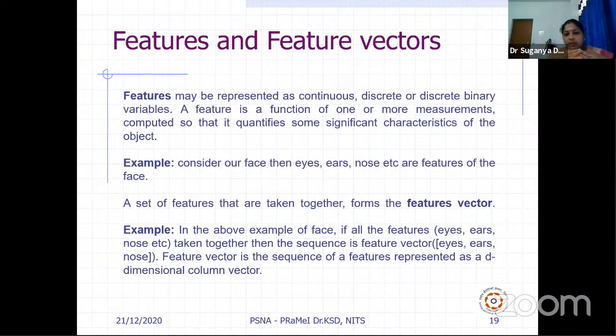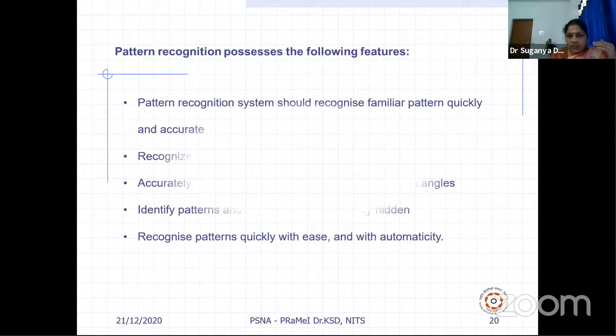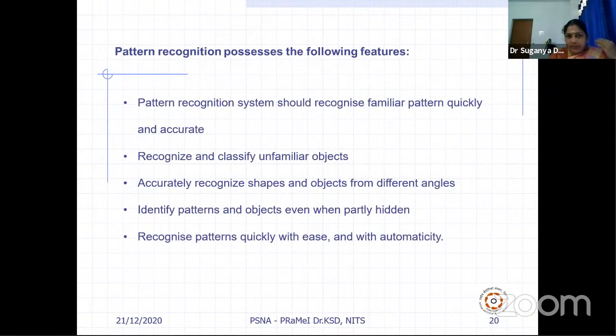So a set of features that are taken together forms the feature vector. As I already said, we'll be extracting the features and we'll be forming the feature vectors. So for example, in the above example of face, if all the features are taken together, then the sequence is the feature vector, and the feature vector is the sequence of features represented as a d-dimensional column vector. Okay.